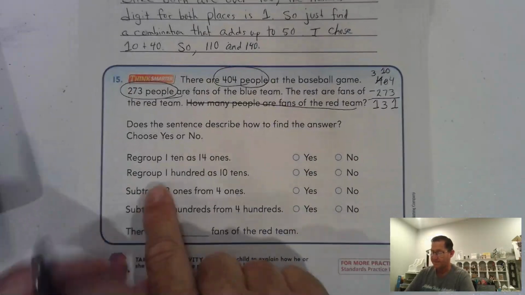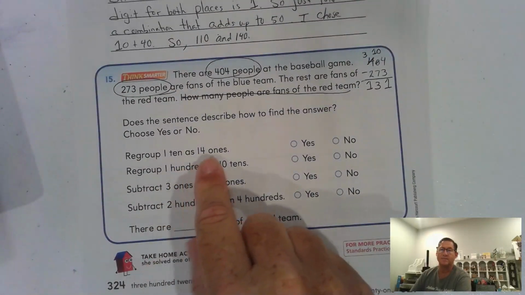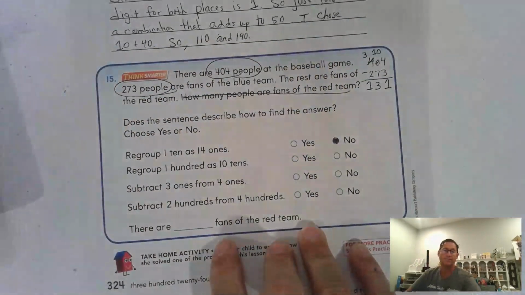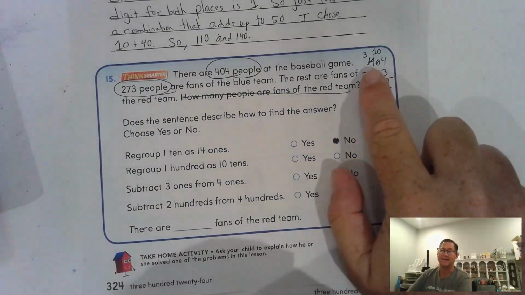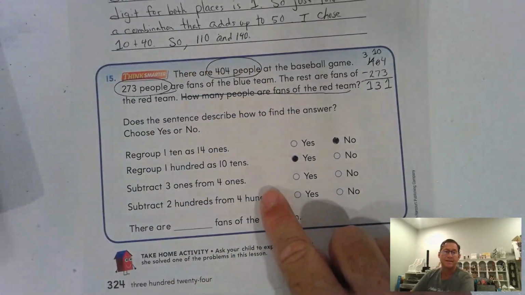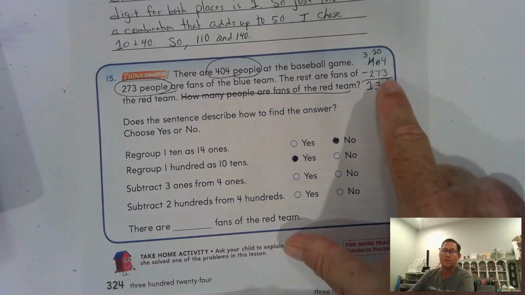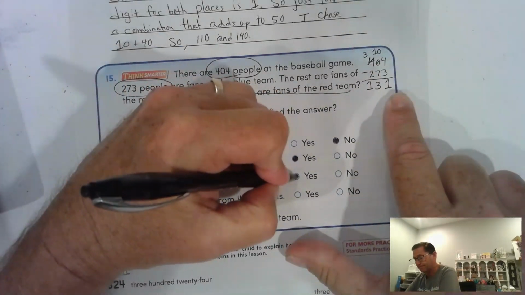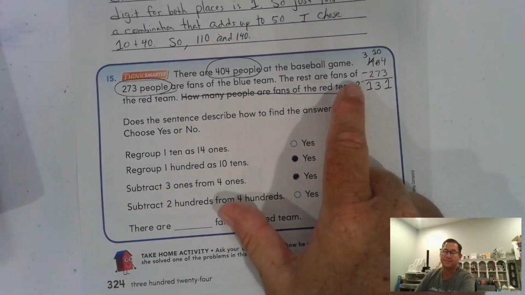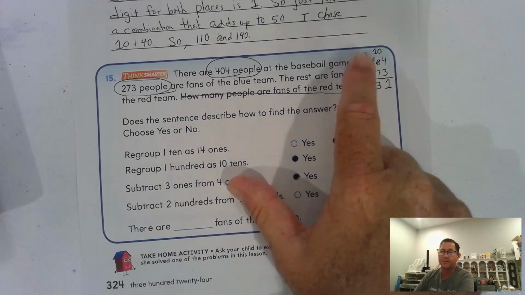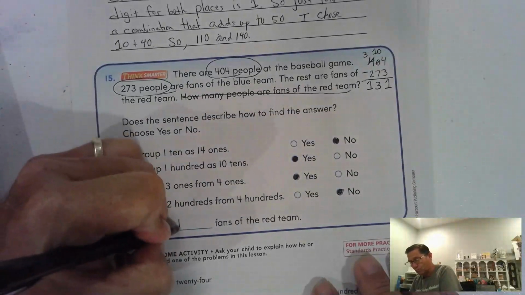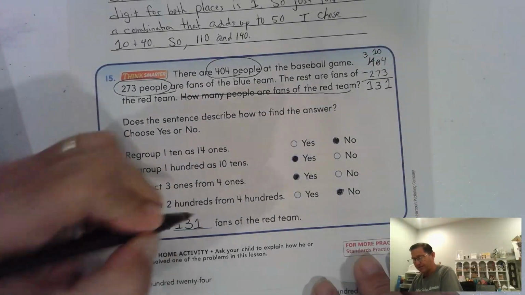support the red team. Did we have to regroup the 10 as 14 ones? No. We didn't have to regroup the ones at all. Did we regroup 100 as 10 tens? Yeah, we did. We took one of the 400s and traded it for 10 tens. Did we subtract 3 ones from 4 ones? Yes, we did. That's how we got 1. Did we subtract 200s from 400s? We didn't, right? Because there weren't 400 left after trading. There were only 300. So there are 131 fans of the red team.